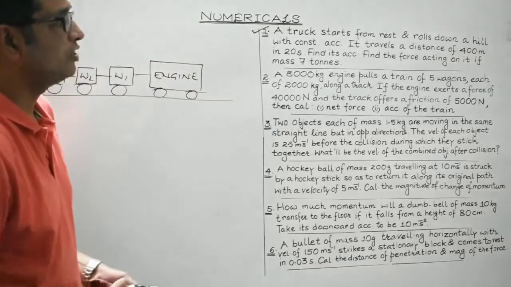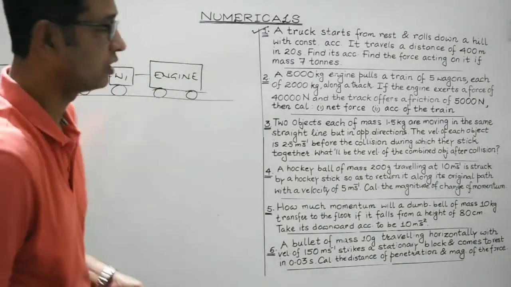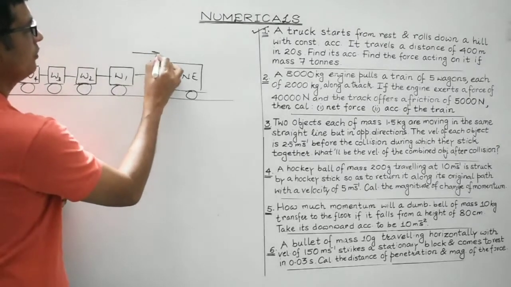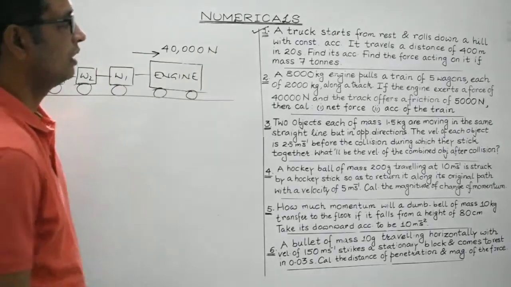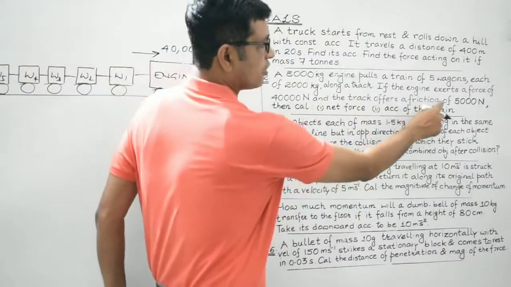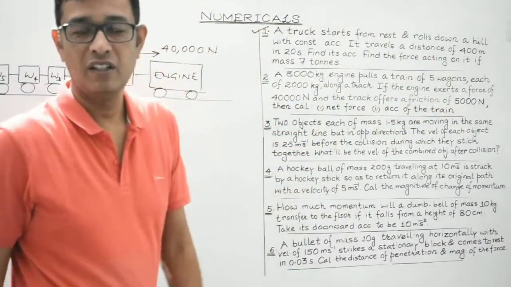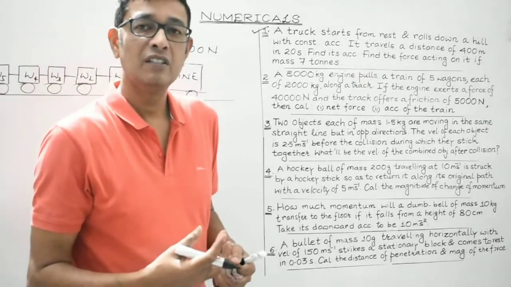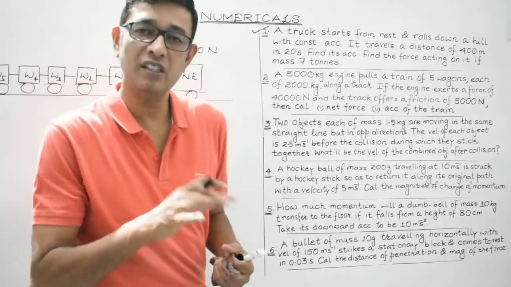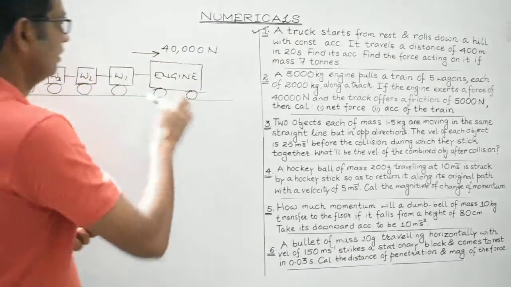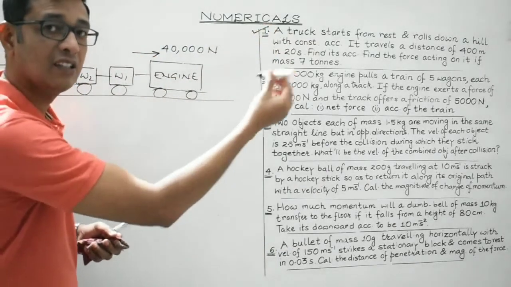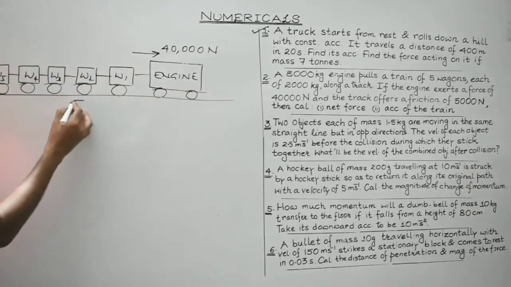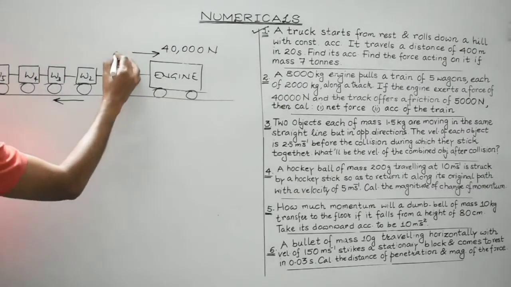So, if the engine exerts a force of 40,000 Newton, right? And the track offers a frictional force of 5,000 Newton. Friction means the force which opposes the motion of the body. The train is moving along this direction, so the frictional force must act in the opposite direction. So, this is the force of friction.